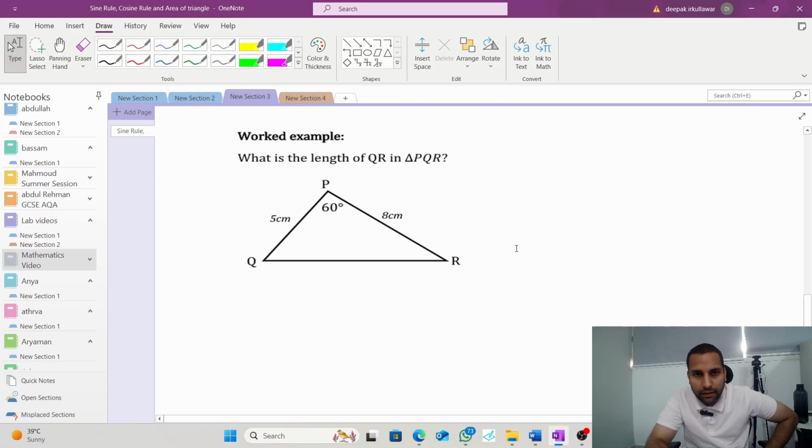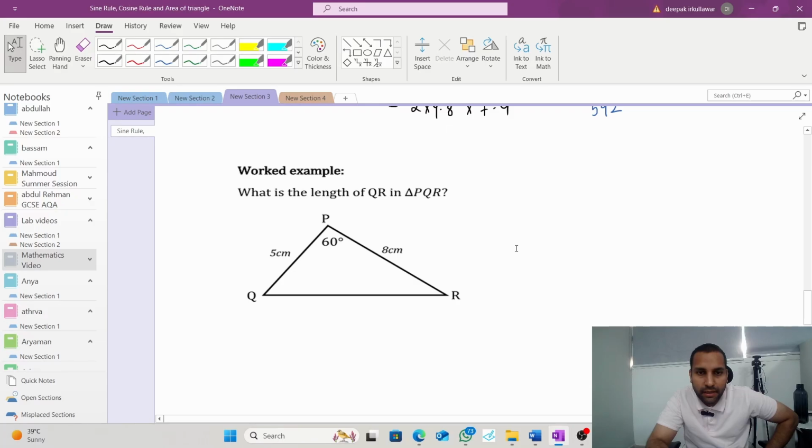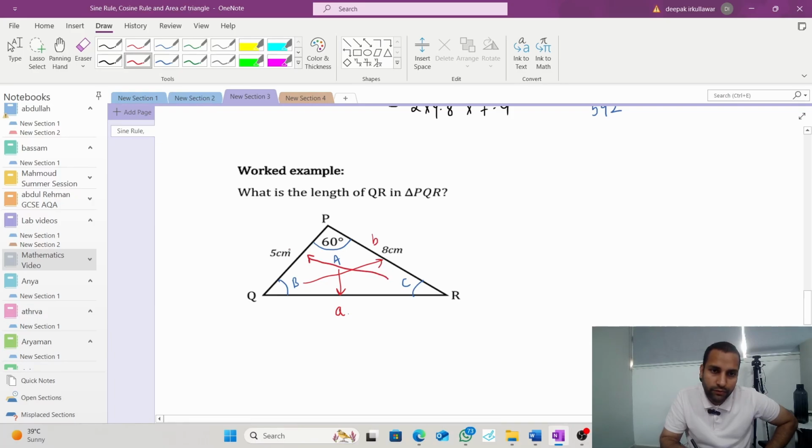Okay, so next question, worked example. What is the length of QR in triangle PQR? So QR is this. First of all you are supposed to name it. Suppose I name this as A, this as B, this as C. So side opposite to A is small a, side opposite to B is small b, side opposite to C is small c. Now what am I supposed to find out? I am supposed to find out this small a.